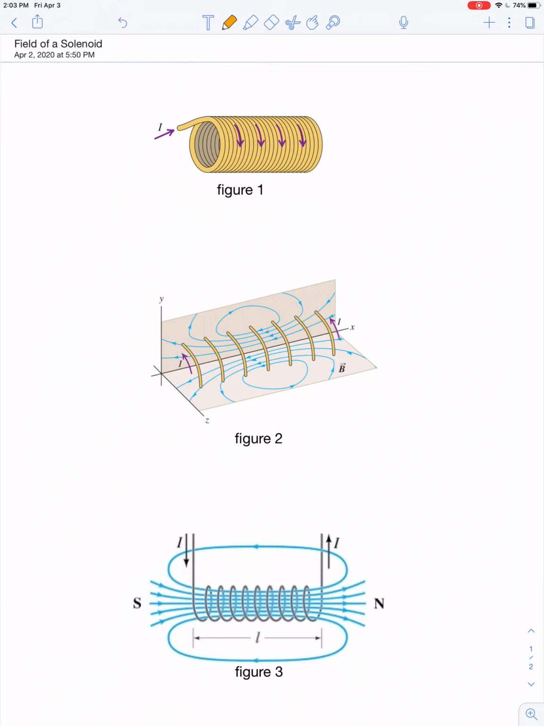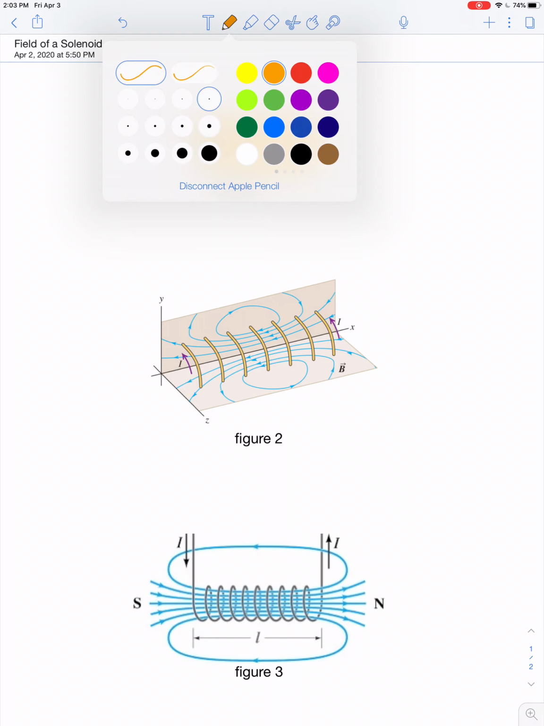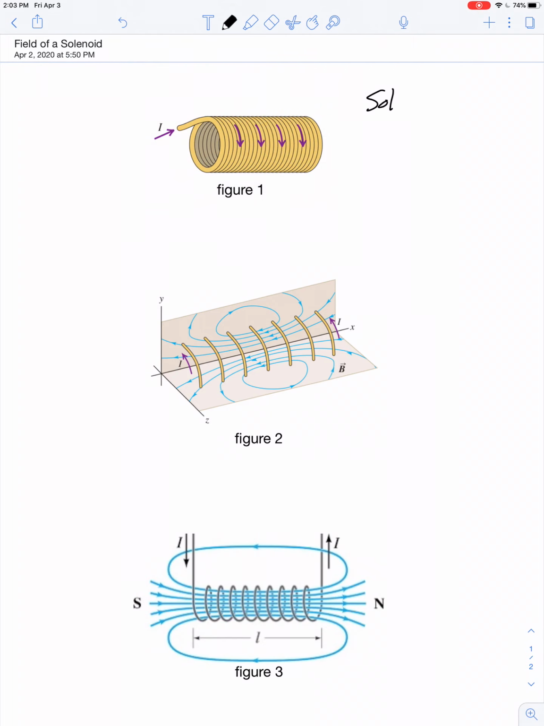Figure number 1 shows a solenoid, and solenoids are nothing more than a cylindrical winding of wire with the windings very tightly packed. So in this example we're shown the direction that current is flowing. If you use the right-hand rule and model the direction of current flow with your fingers, I think you'll see that the north end is here and the south end is here.